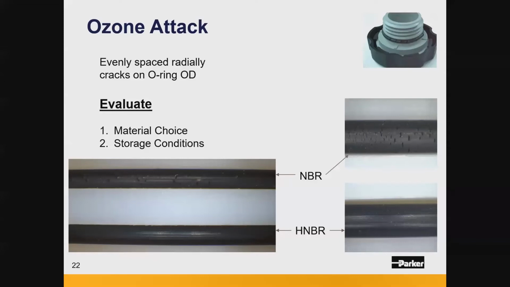So you really want to pay attention to your material choice, as Will was just discussing. When you're talking about applications where even atmospheric amounts of ozone could be encountered, you also want to pay attention to your storage conditions. Make sure that you're not sealing NBR rings in a stretched condition in air, and storage conditions at higher temperatures could leave them more prone to ozone attack as well.